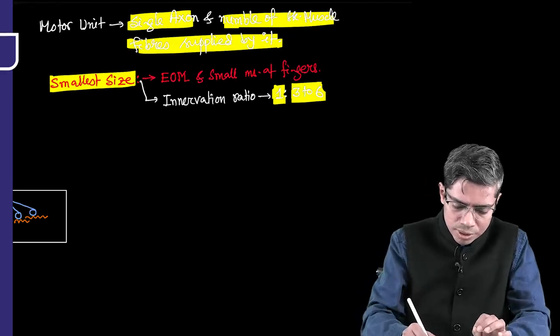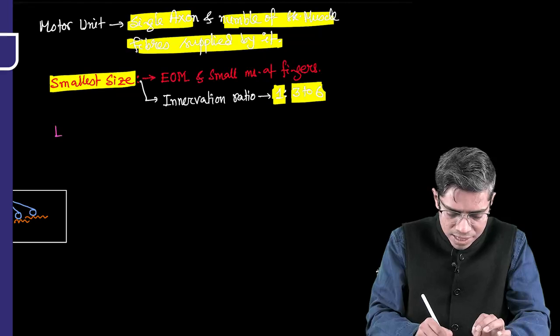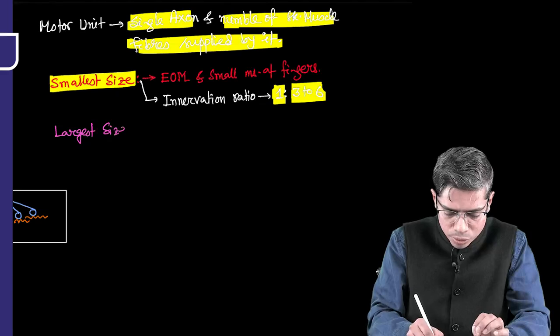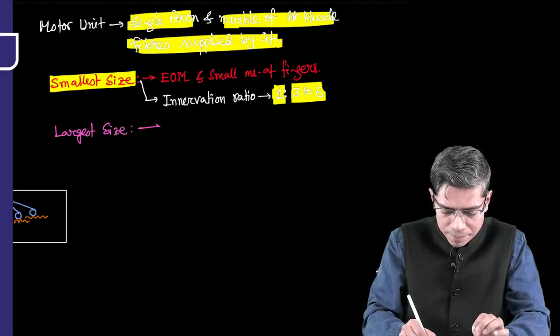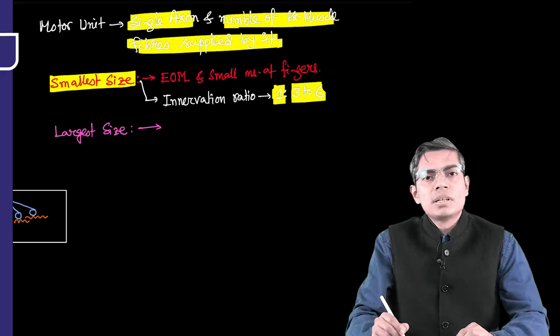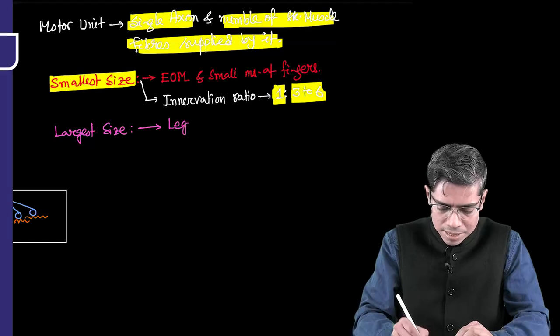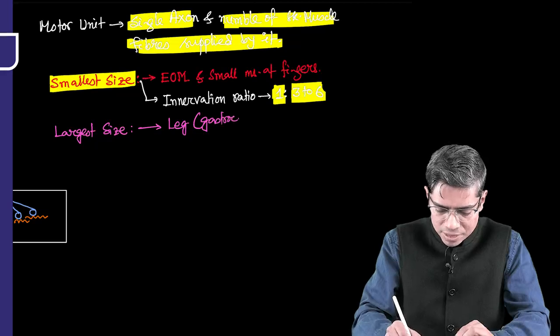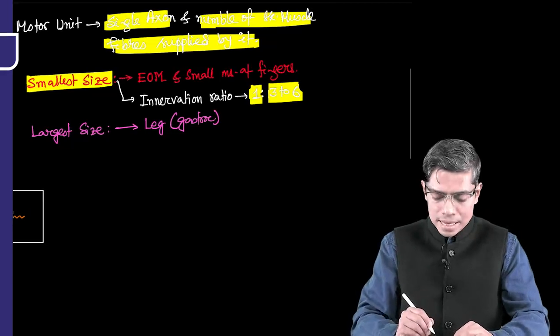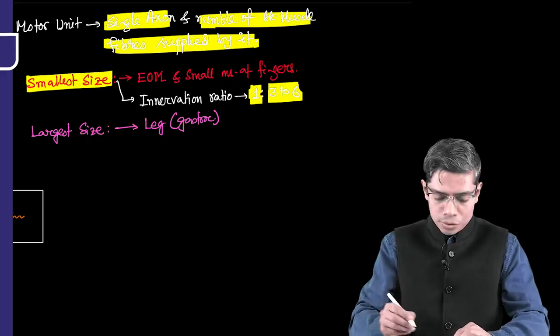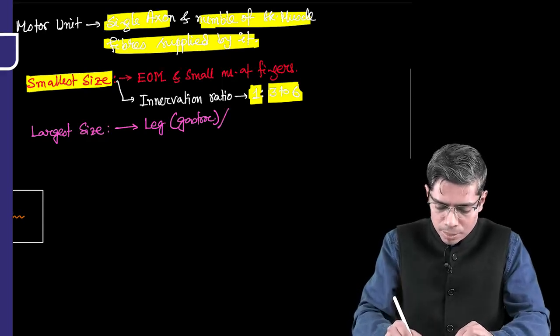So the obvious question will arise: what is the largest size motor unit? The largest size motor unit is located in the muscles of the lower limb, particularly the muscles of the leg, that is the gastrocnemius muscle. The gastrocnemius muscles contain the largest size motor unit, and also the muscles on your back.